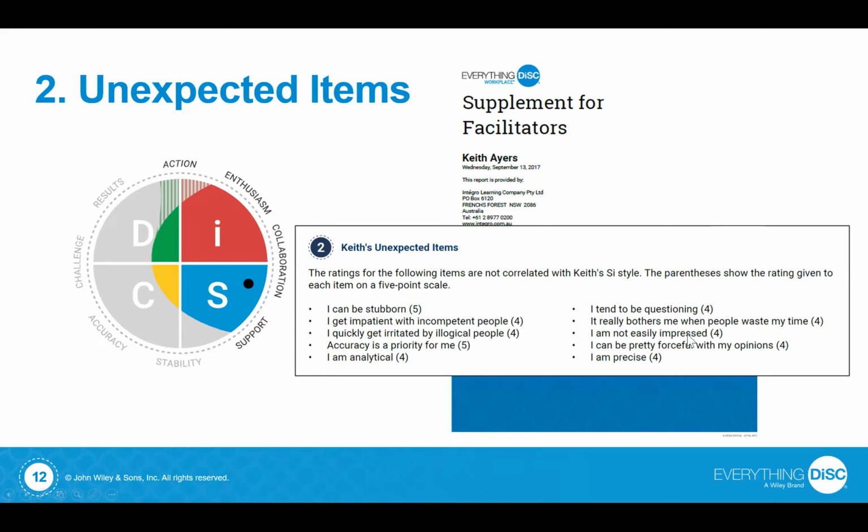But there's room for 10 items in this unexpected items report. And it's not going to find 10 on this scale because I scored hardly anything on that DiSC scale, if you can recall my umbrella graph. So what the program then does is look to the two scales either side of that one opposite my dot to see if I agreed with any items there. Now you can easily pick out things like accuracy is a priority for me, I'm analytical, I'm precise. They're the C items. It bothers me when people waste my time, I'm not easily impressed, I can be pretty forceful with my opinions would be D items.